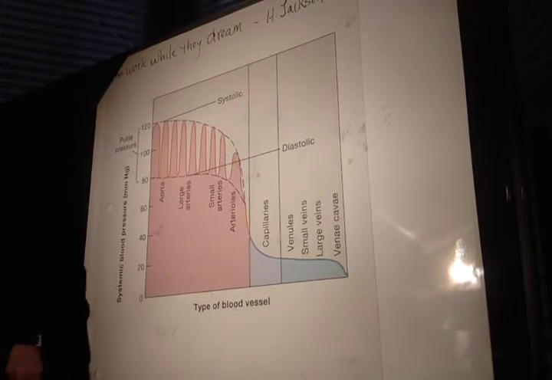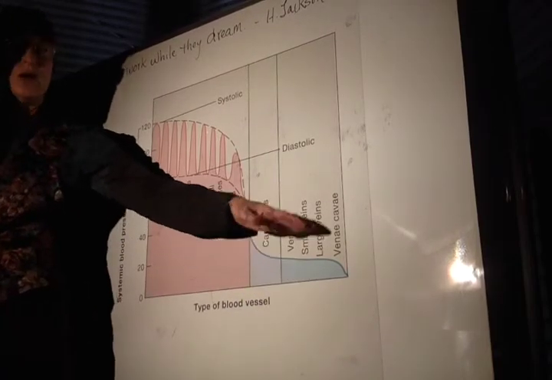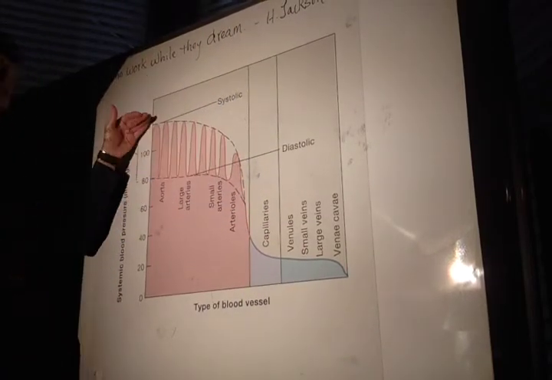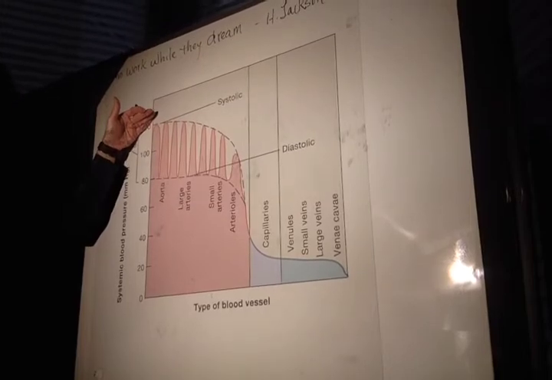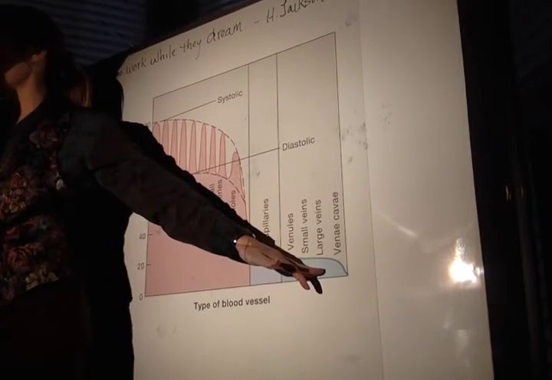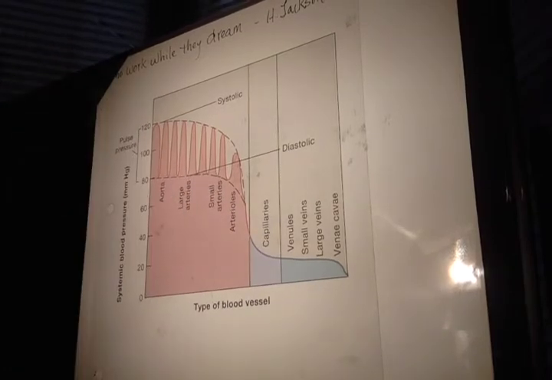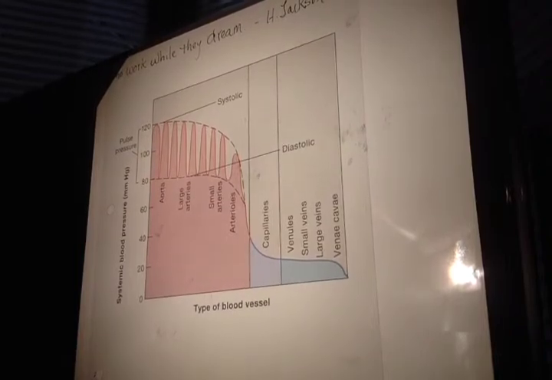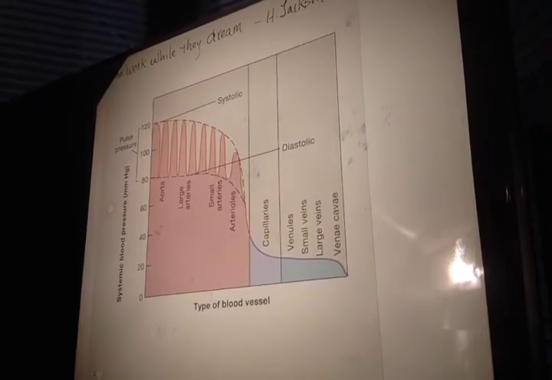But it brings up the question, how does this blood get all the way back out to the heart? If it took this much pressure to shove it out to the periphery in the first place, how does it get back with only that amount of pressure? And we've already given one answer to that. What was our one answer? The valves. Okay.